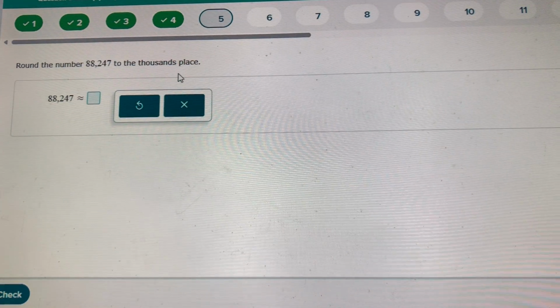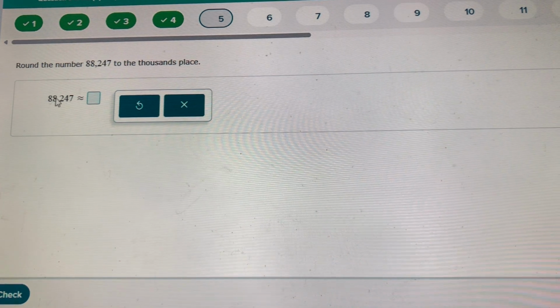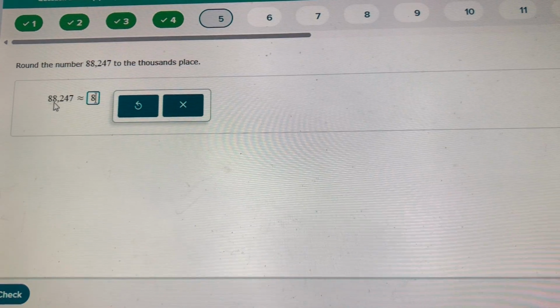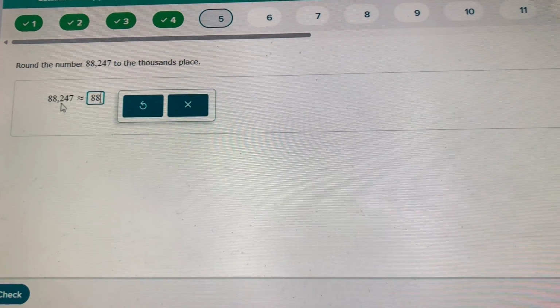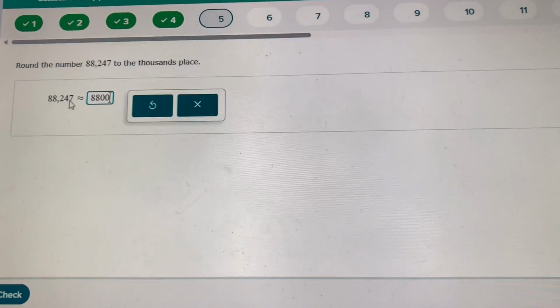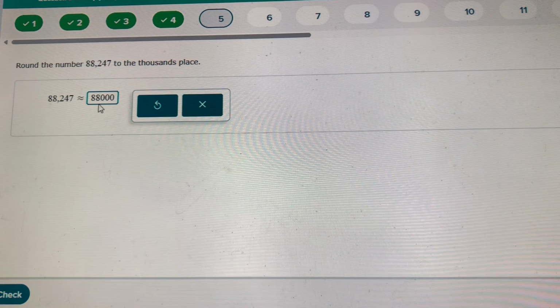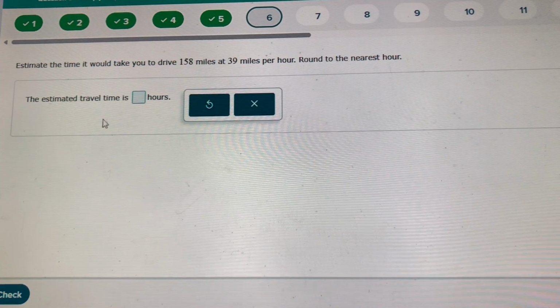Round this to the thousands place, so ones, tens, hundreds, thousand is right there, this first 8. So that means the 8 in front of that's going to stay the same. And then this 8 will either stay 8 or bump up to 9, but the next digit's a 2, so keep it as an 8. And now there's only 3 more numbers left, so I need 3 zeros. 88,247 is closer to 88,000 than it is to 89,000. That's what rounding's about. You want to get to the closer, nicest number.